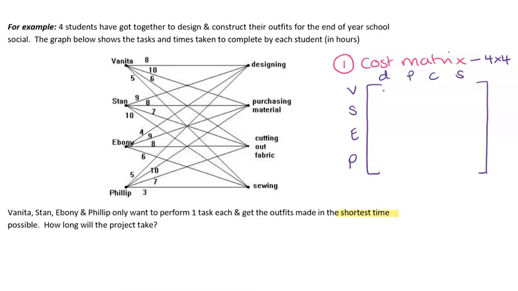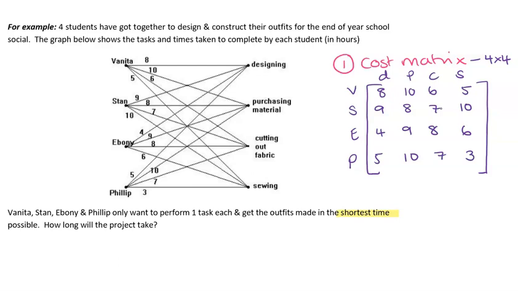So as we said, Vanita, she's got 8 hours for designing, 10 for purchasing, 6 for cutting, and 5 for sewing. Stan, we've got 9, 8, 7, and 10 as his values. Ebony, 4, 9, 8, and 6. And Philip, 5, 10, 7, and 3.